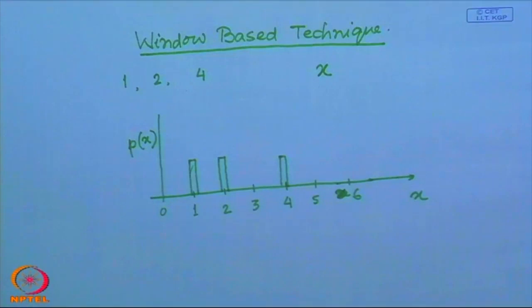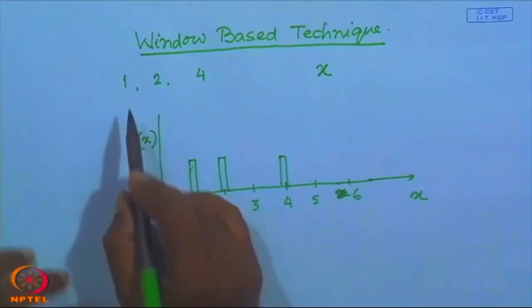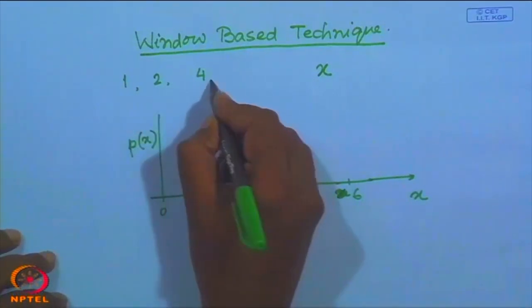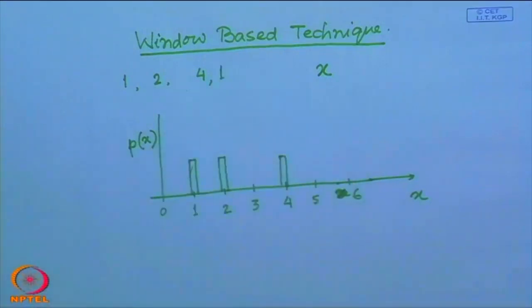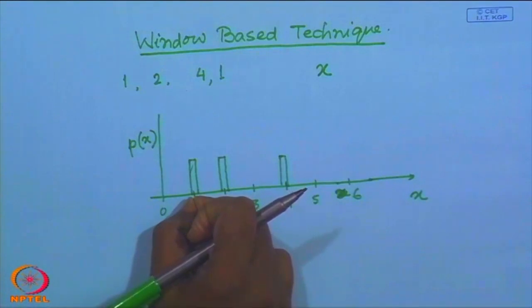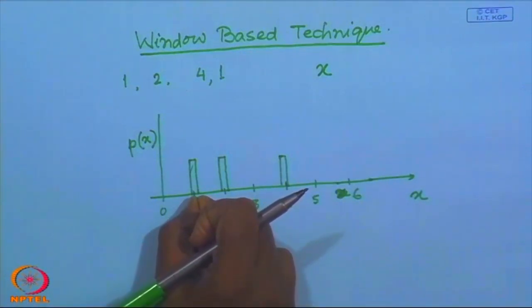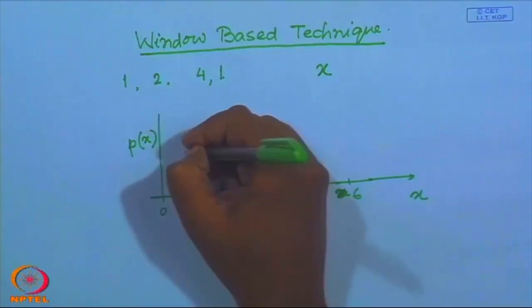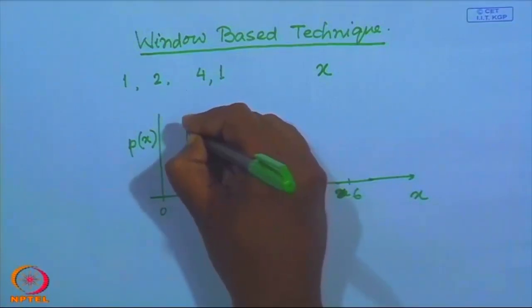Now, if I have a situation something like this, that my samples are 1, 2, 4 and I have one more sample at location 1, then obviously there are 2 delta functions which will be superimposed at location x equal to 1. So, the height of this delta function will be just double.